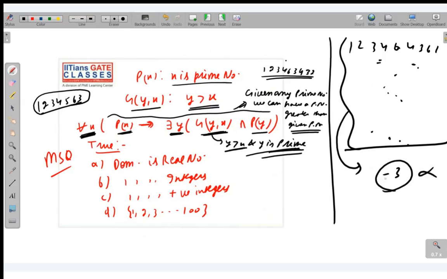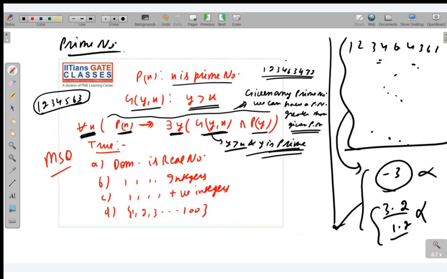Okay, yes, and say if I write 3.2 or 1.2 and so on, these real numbers are also never prime numbers. Okay, so prime number is restricted to positive integers only. Prime numbers, positive integers only. So now what is the domain they want to say? Domain is positive integers. C option is 100% correct.